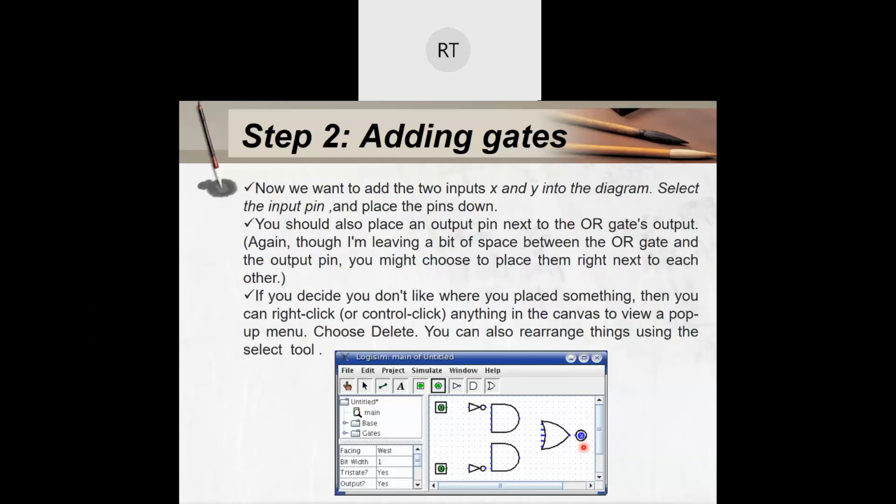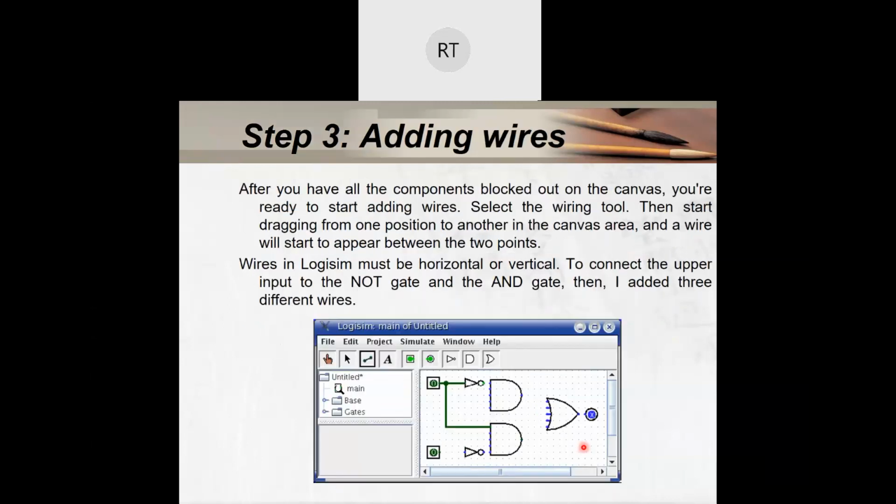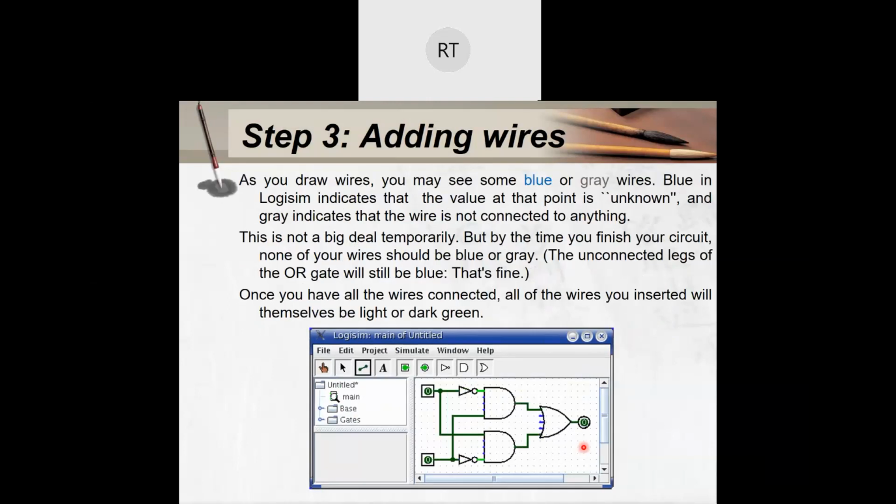Okay, so this is how you will be working in the assignment. Now this is another step where you get the wires. After you have all the components blocked out on the canvas, now you are ready to start adding wires. Adding wires is the most important part because you are actually connecting all the gates in your circuit. Okay? If by any chance you connected something wrong, of course you will get a wrong output. So this is why I need to see 4 screenshots to double check that you are having the right output in your circuit. Okay? Notice please now, I finished adding the wires.